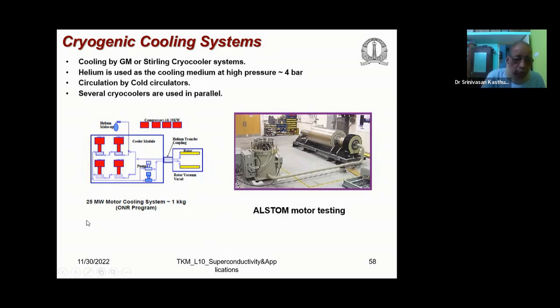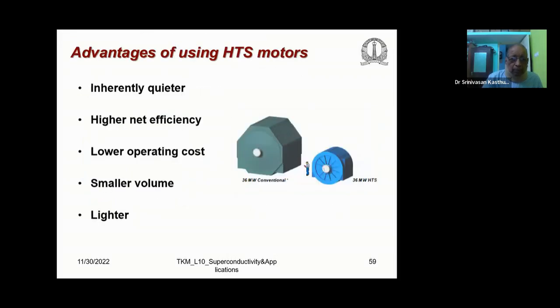So this is useful for cooling a 25 megawatt motor cooling system. I think there is a mistake. It says 1 kg, it's wrong. Now, as we mentioned earlier, the typical advantages of using a high temperature superconducting motor are that it is quiet, it has higher efficiency, lower operating cost, smaller volume, and it is also certainly lighter.